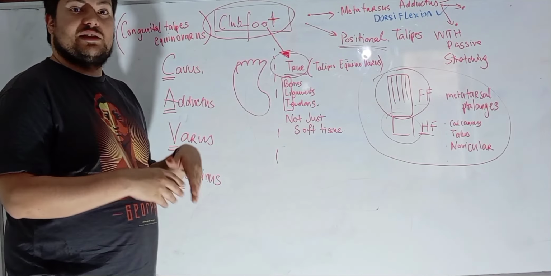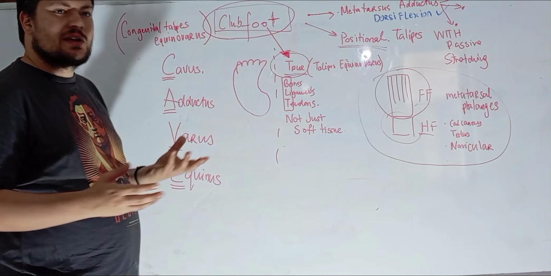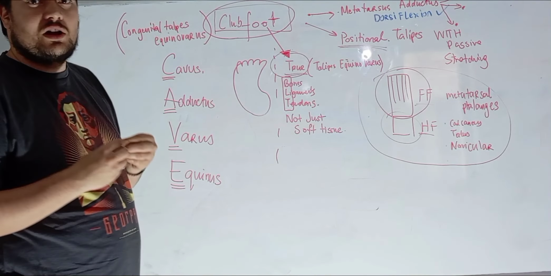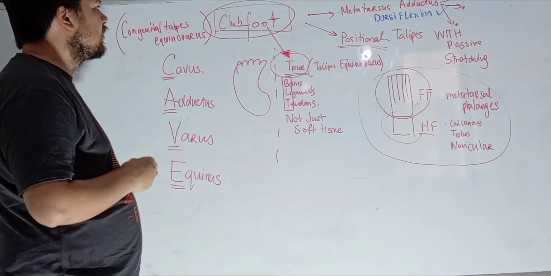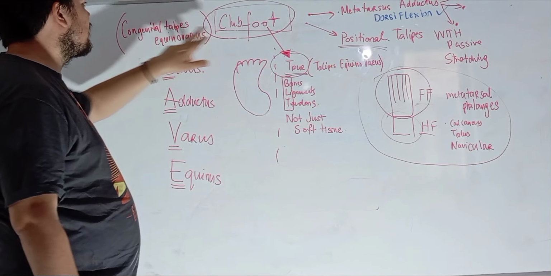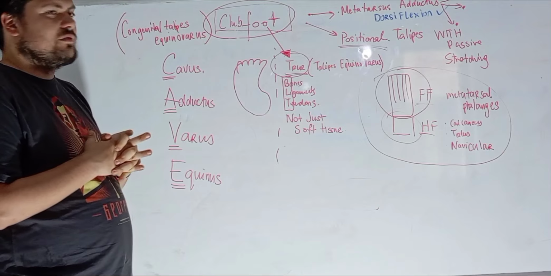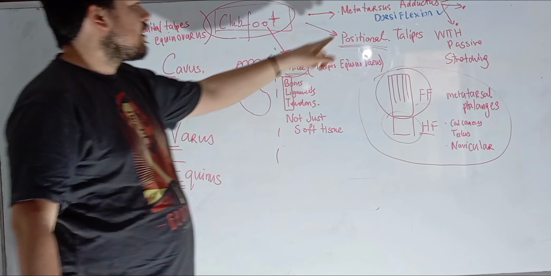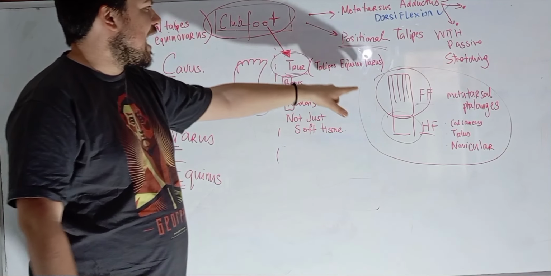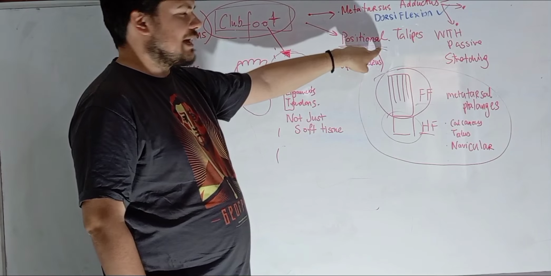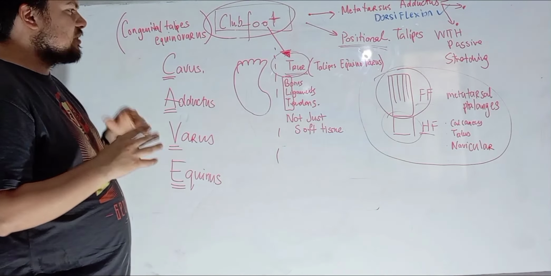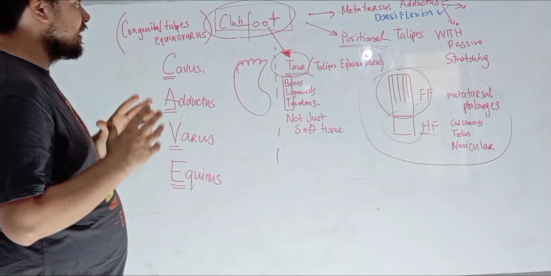So what is the difference in the different anomalies, different congenital anomalies of the foot? So we have clubfoot, which is medically known as congenital talipes equinovarus. We also have metatarsus adductus, and we have positional talipes. So what do these terms entail?